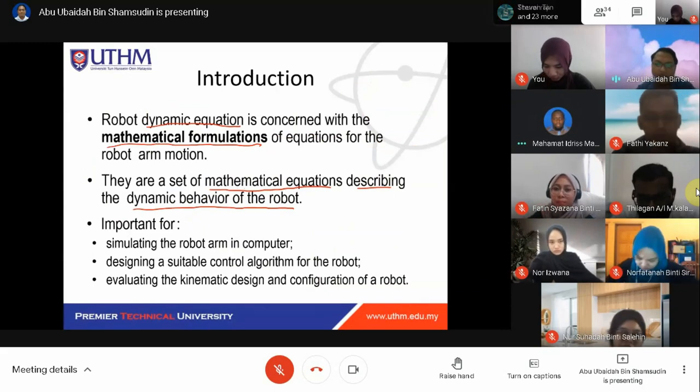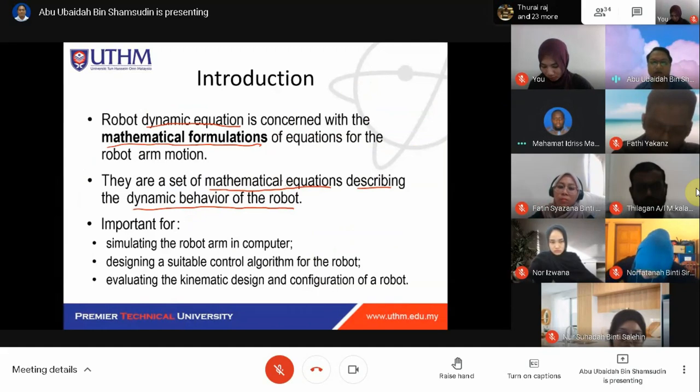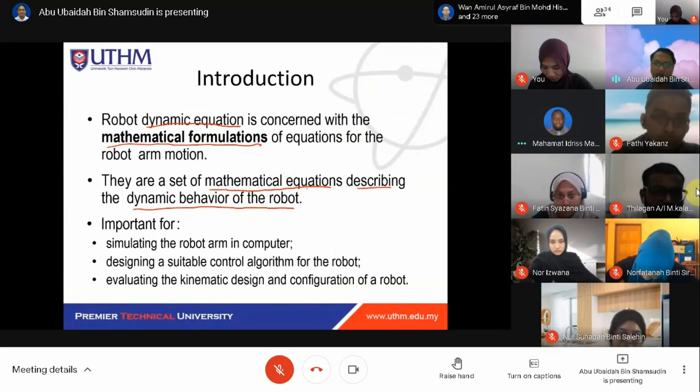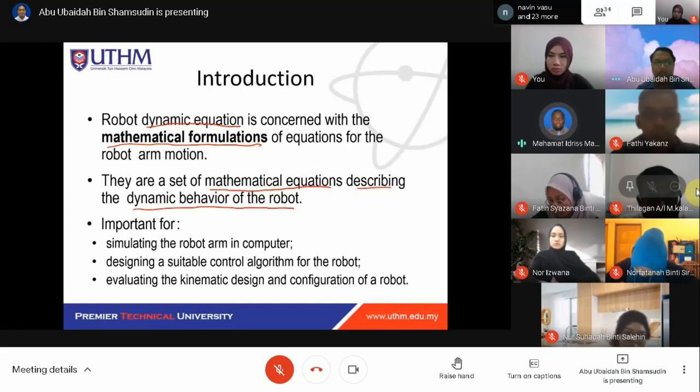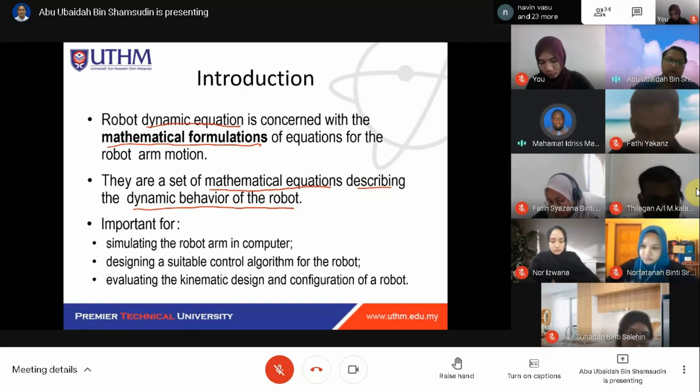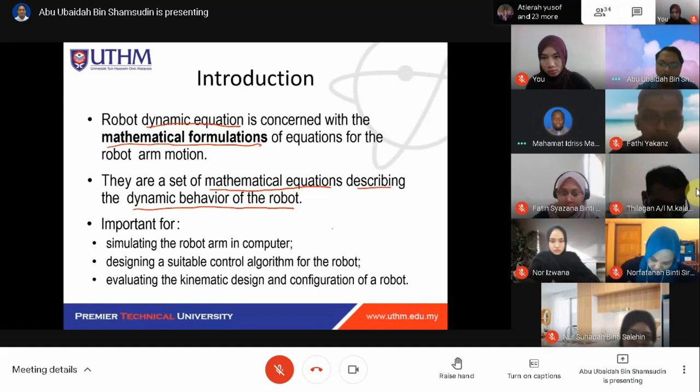Okay, dynamic is a set of equations to describe the dynamic of our robot behavior. Okay, the physics of our robot. If we move our robot very fast, what will happen? We will have much stronger forces. Okay, a faster robot arm will have much stronger forces.